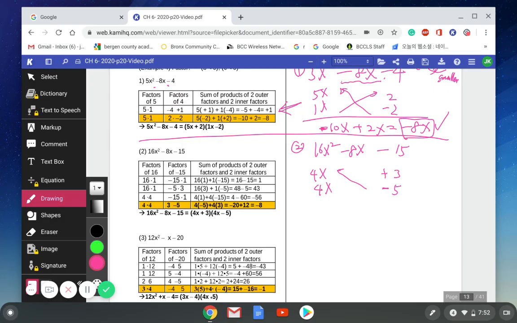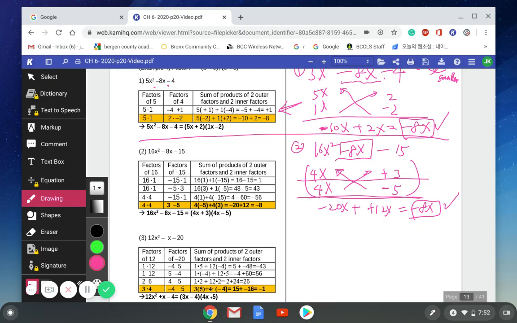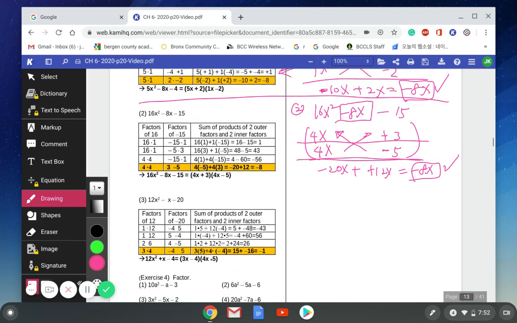When I cross multiply, you end up with negative 20x plus positive 12x makes negative 8x. So this particular setup worked it out. So how about all other combinations? No, all other combinations are not going to work to make a negative 8x in the middle. Okay, so you have to try the error again.